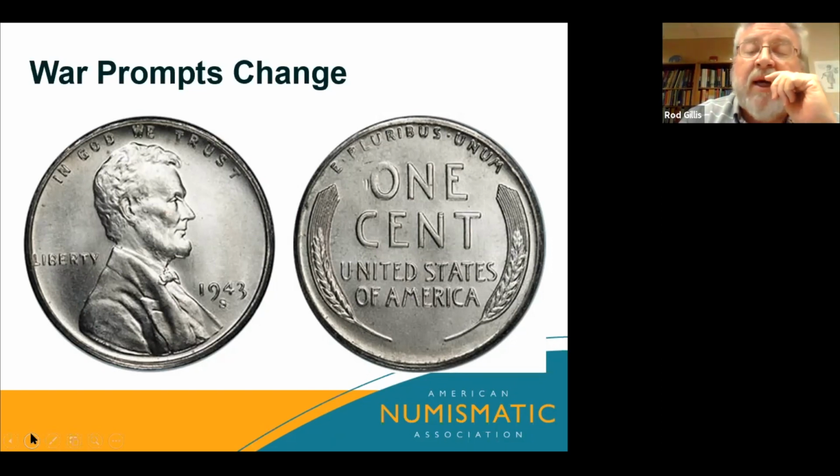And they were not particularly popular because they tended to corrode rather easily. And actually, when the Navy encountered these steel cents, they were not popular at all. And the government actually had many steel cents dropped into the ocean because they were so unpopular.